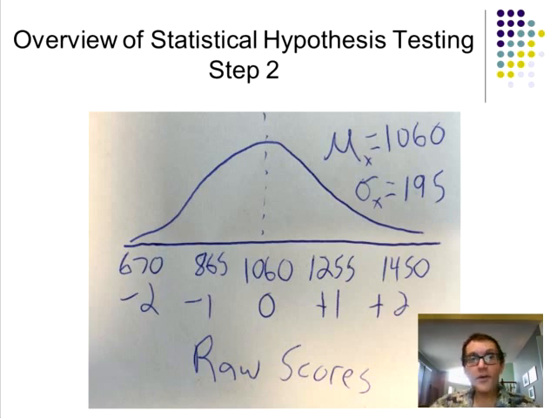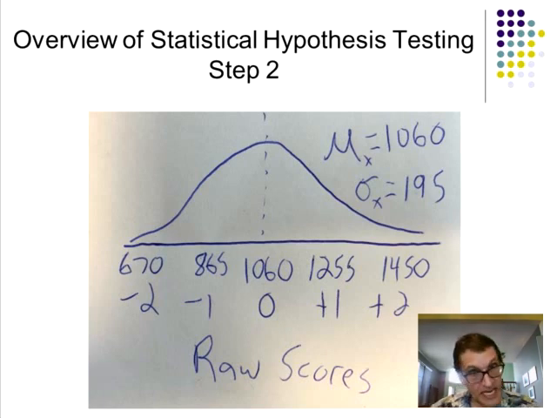Okay, here we've got a population of raw scores. Oh, mu is 1060. Whoops, ignore the fact that I said mu was 1,000 earlier. I looked it up yesterday and I forgot. So the mu of SAT scores equals 1060, and the sigma is 195. These are raw scores. You see it, raw scores.